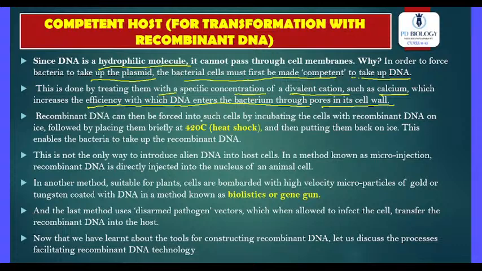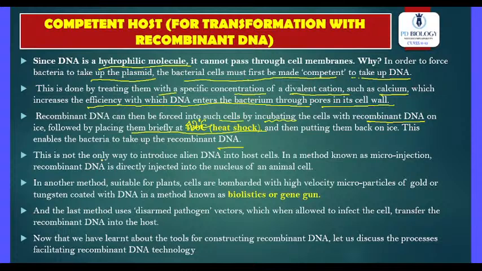Recombinant DNA can also be forced into such cells by incubating these cells with rDNA on ice, followed by placing them into a heat shock at 42°C. That is 42°C. And then putting them back on ice. This enables the bacterium to take up the recombinant DNA.